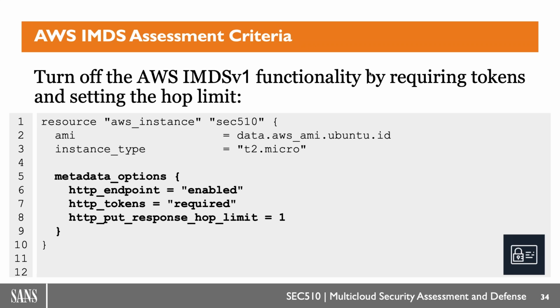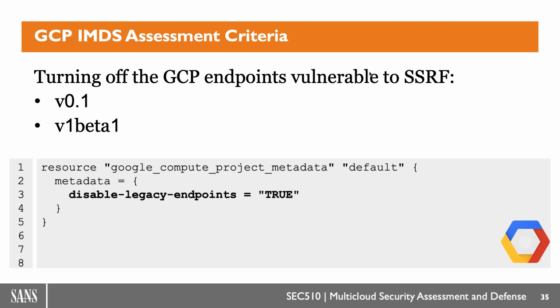Now for Google, it's even simpler. All you need to do is set this one flag, disable legacy endpoints equals true, and now v0.1 and v1beta1 are turned off. Unfortunately, they don't do this by default. I'm really not sure why they don't do this for at least new instances, but what do you know?